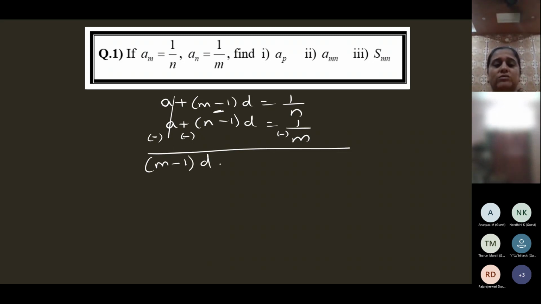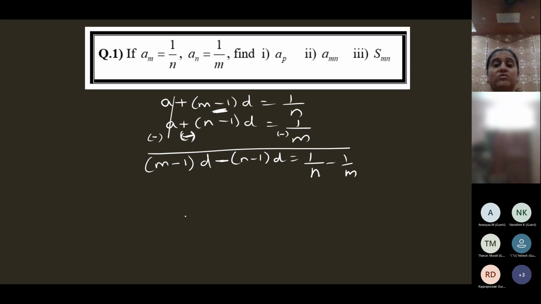And what do you have below? Minus n minus 1 into d. Right. What you have as it is: minus n minus 1 into d is equal to 1 by n minus 1 by m. Very good. Just write what you have here. m minus 1 into d minus n minus 1 into d is equal to 1 by n minus 1 by m.